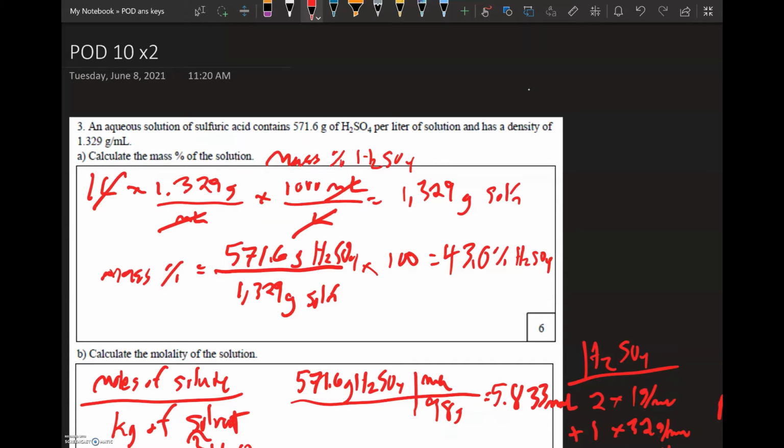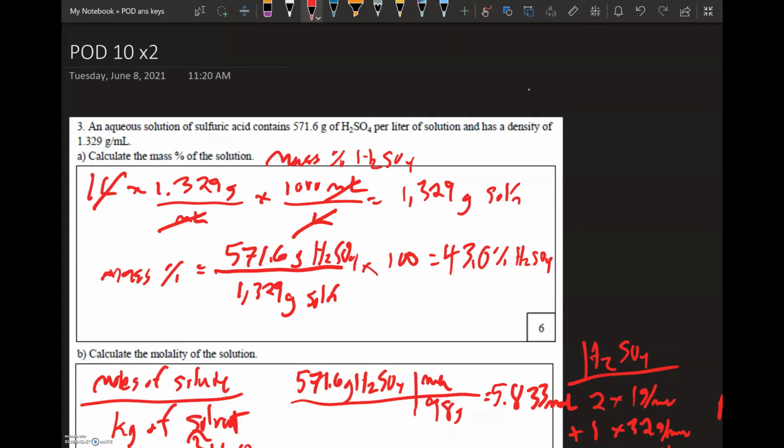So the mass percent of the solution would be, we need our sulfuric acid on top because that's the solute, and then the total mass of the solution will go on the bottom. So you get a ratio. We'll multiply that ratio by 100, and what we end up with is 43.0% H2SO4.